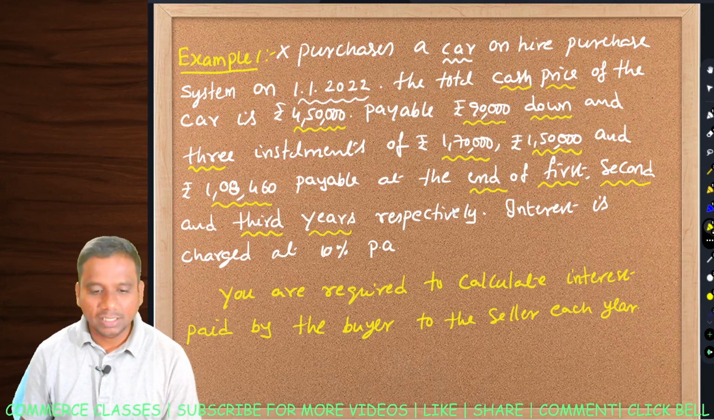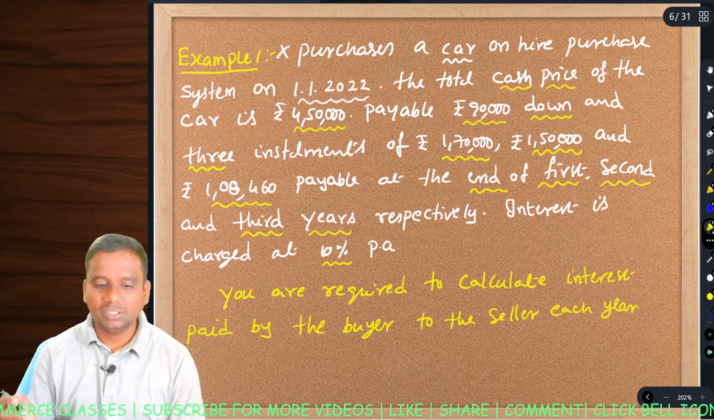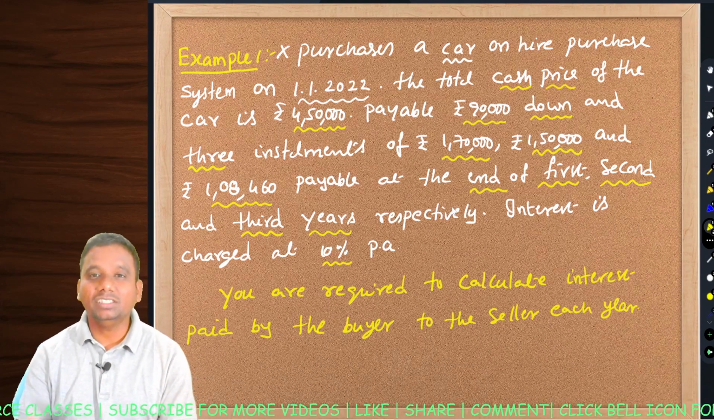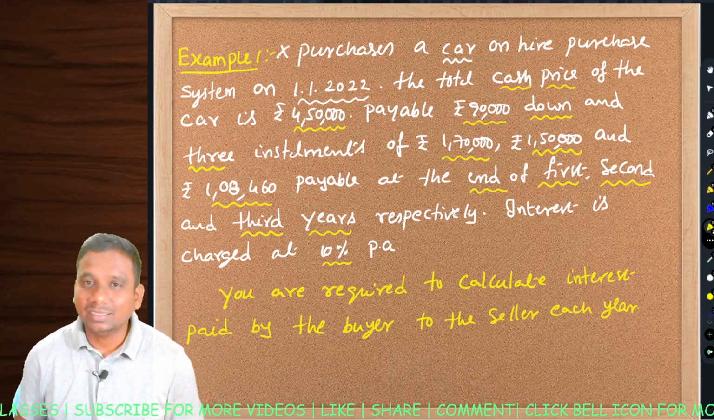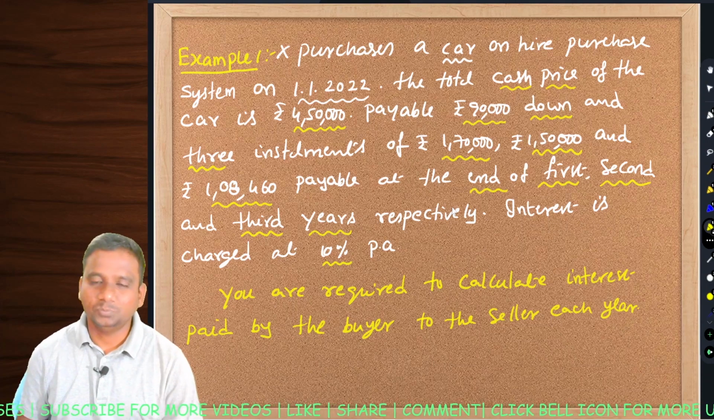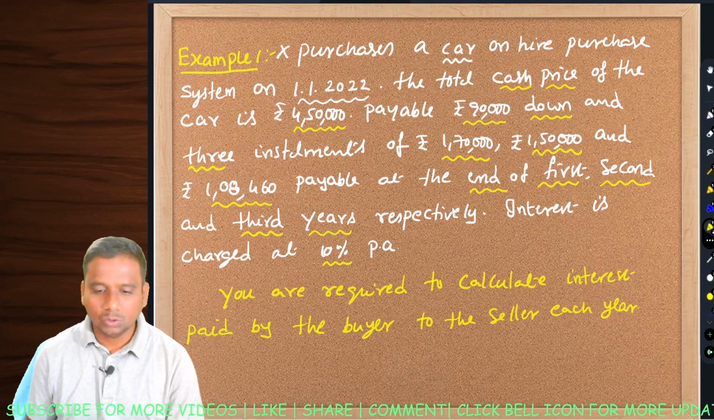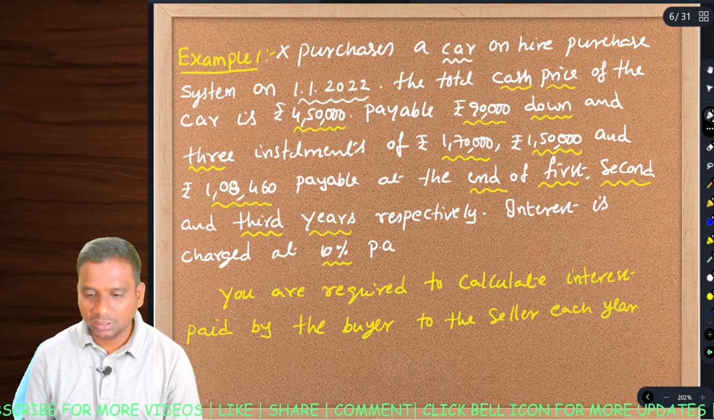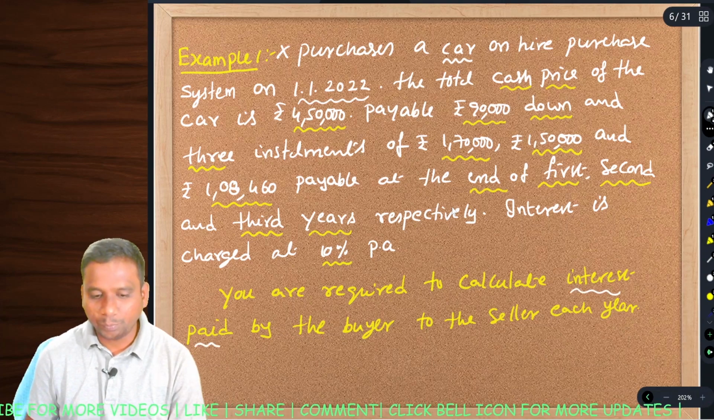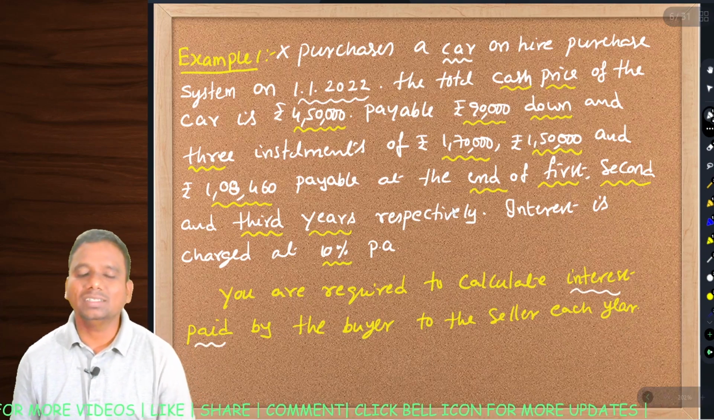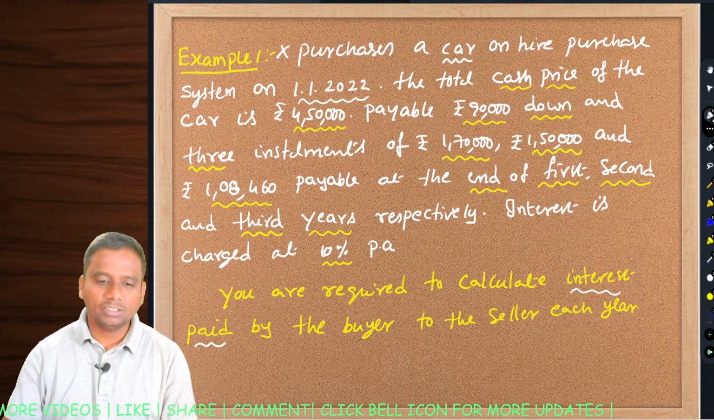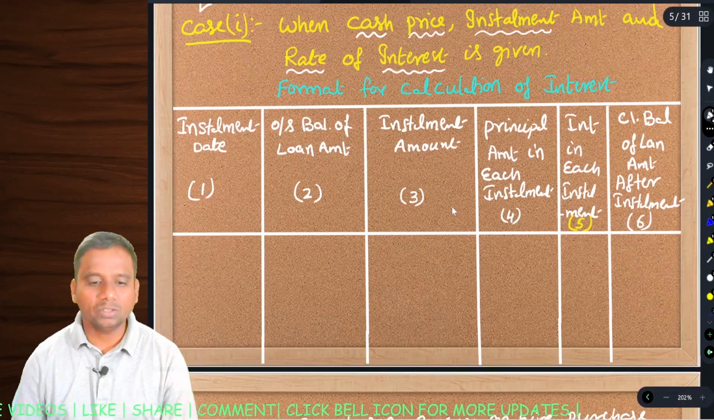Interest rate is 10% per annum. How much interest is the hire vendor charging? 10% per annum. Now what is the requirement? You are required to calculate interest paid by the buyer to the seller. So what is the format we should follow? Look at the above format only.